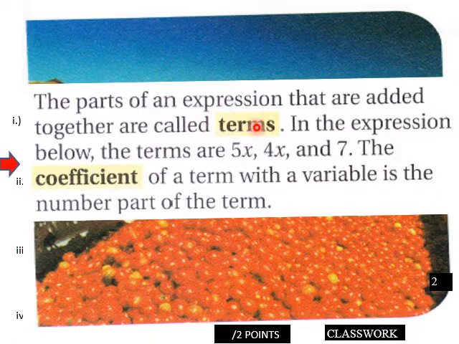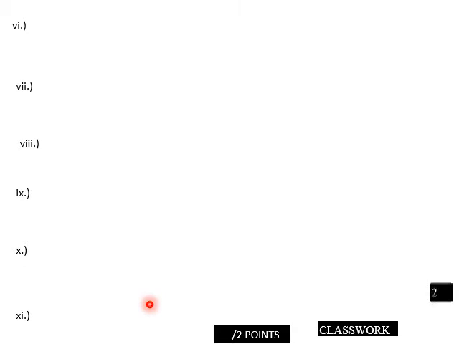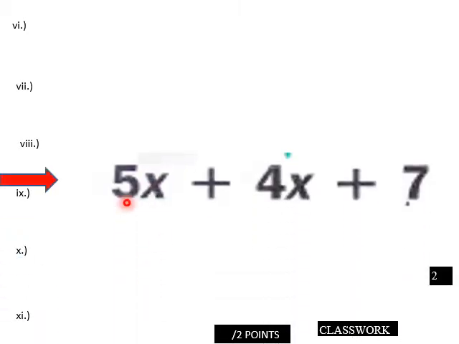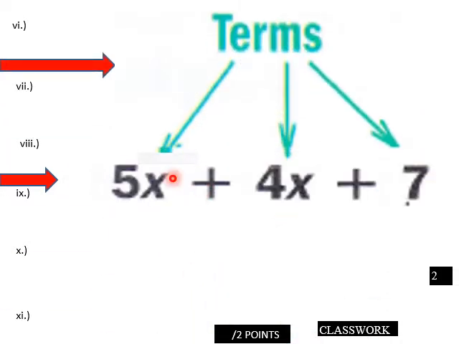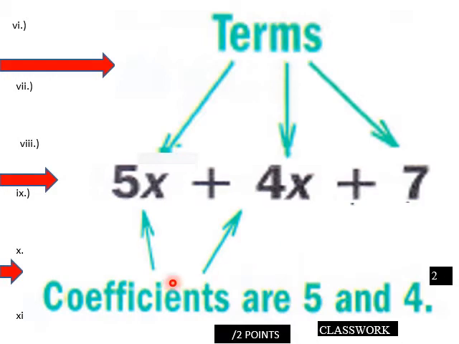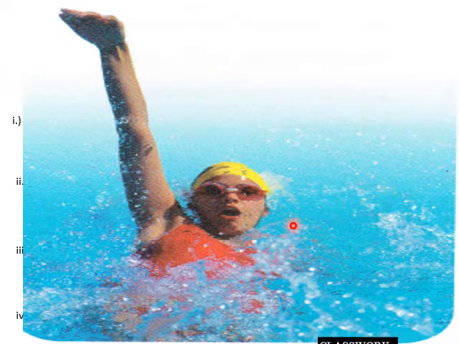The parts of an expression that are added together are called terms. In the expression below, the terms are 5x, 4x, and the coefficient of each term. Here's the coefficient. This is just a constant here. So here are our terms. Each of these terms are separate from each other. They're separated by an addition sign. So coefficients are 5 and 4 here. And the 7 would be a constant.